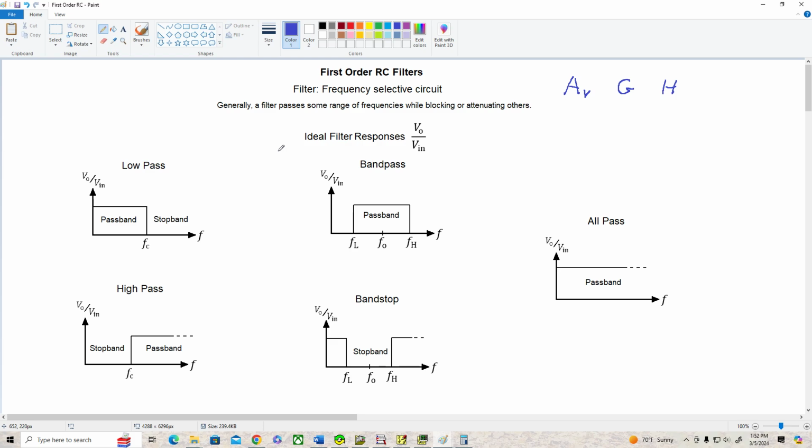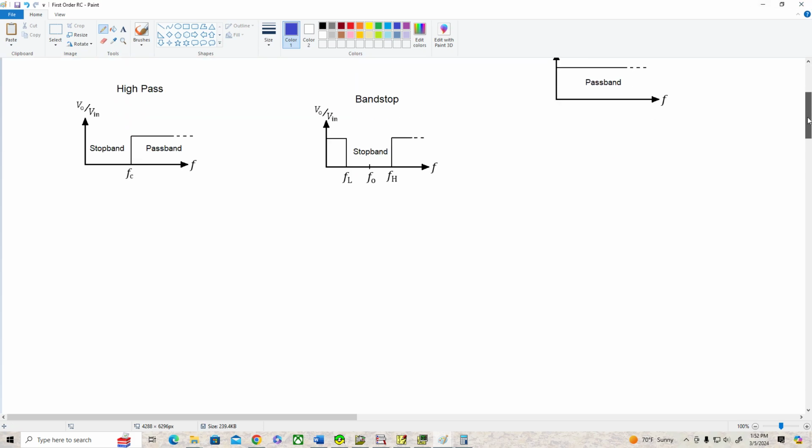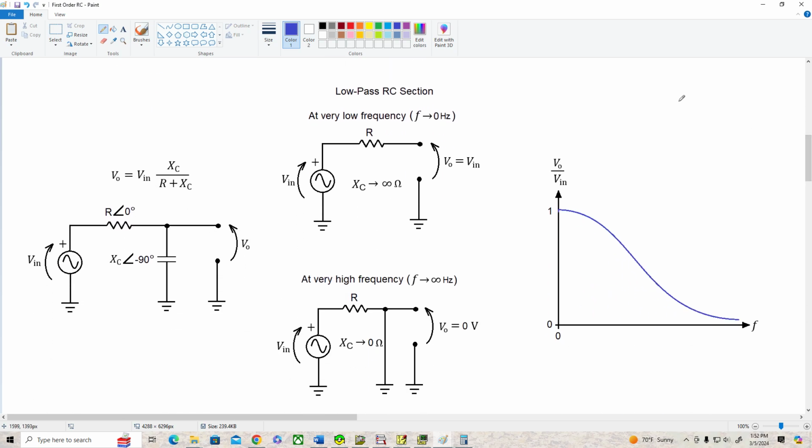Well, the number of energy storage components in the circuit determines the order. A first order filter has 1 energy storing component, so that's either one capacitor or 1 inductor. A second order filter would have 2 capacitors or 2 inductors, or maybe an inductor and a capacitor. And we can just keep going, adding more capacitors and or inductors to get higher order filters. All right, let's look at our first order RC low pass section.